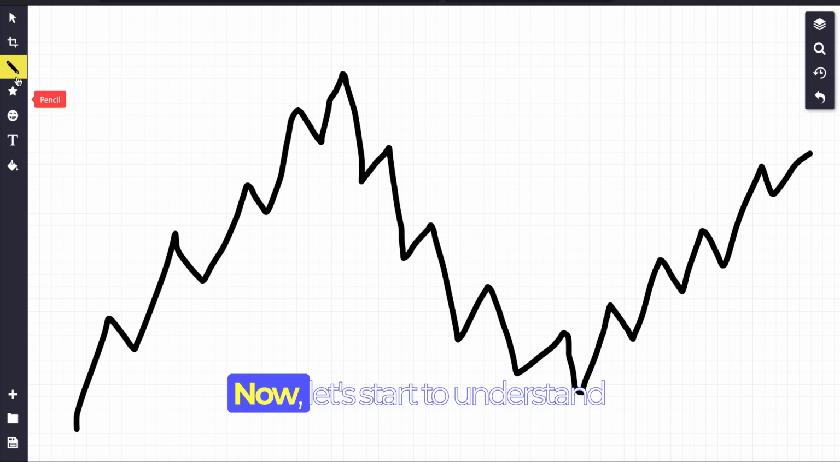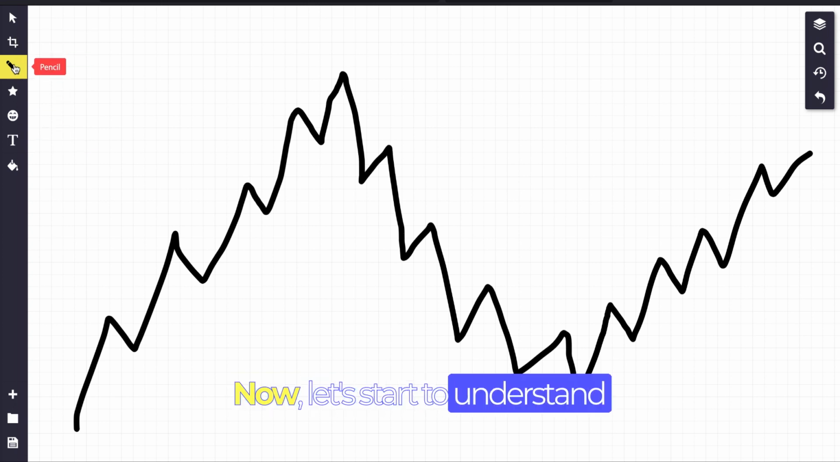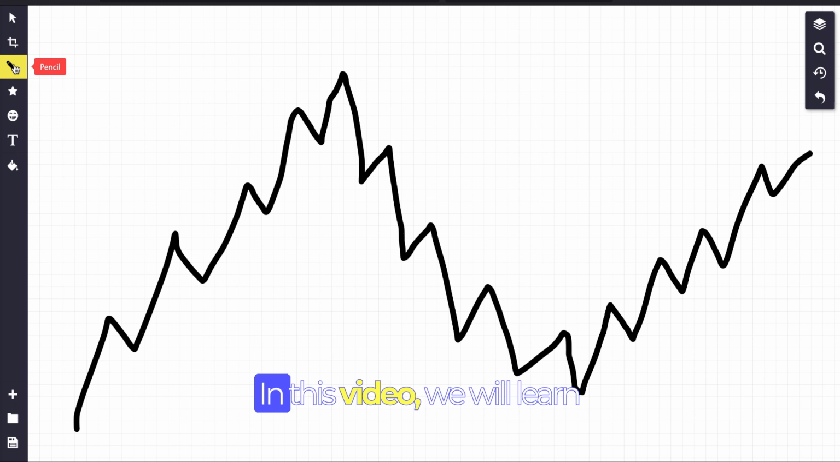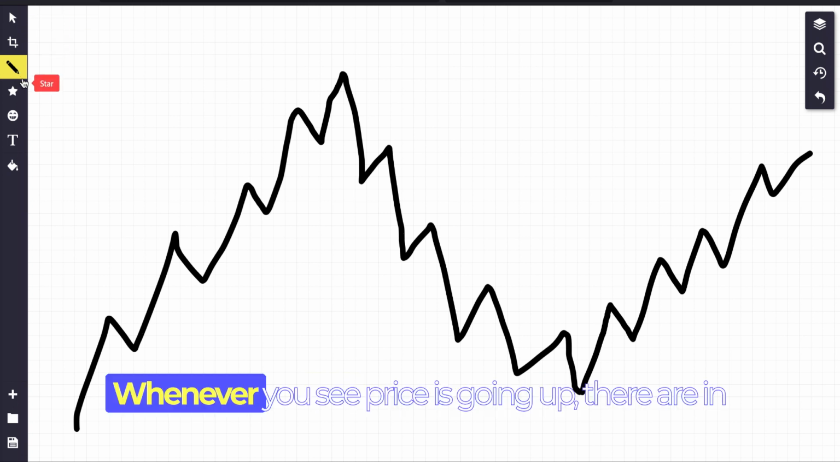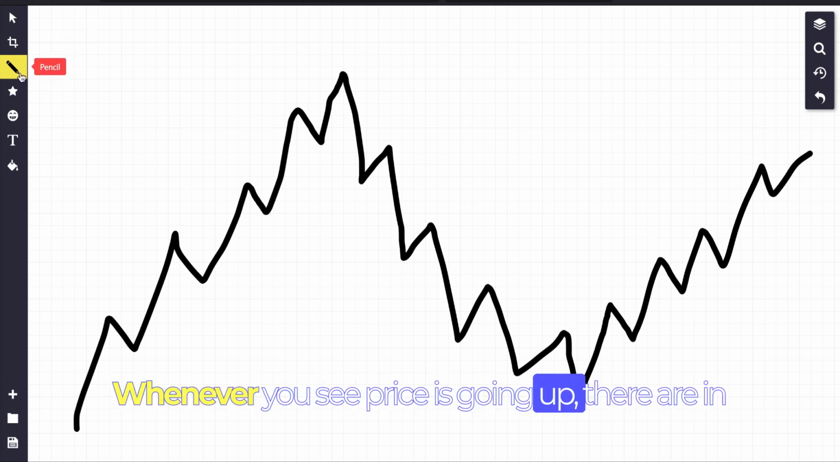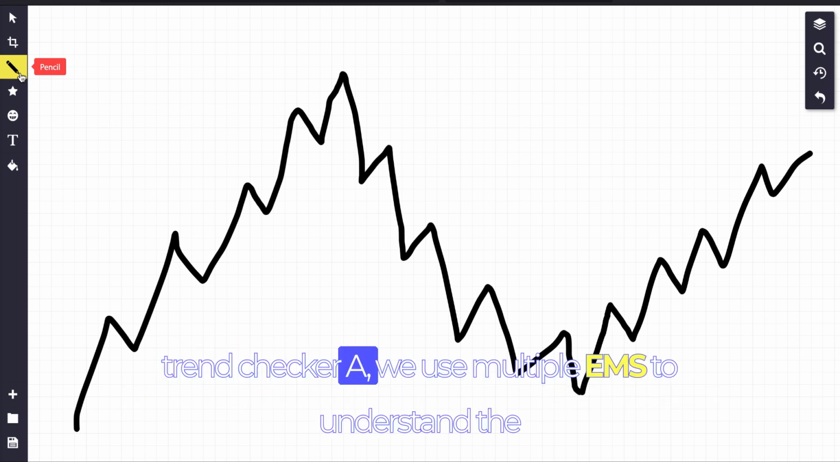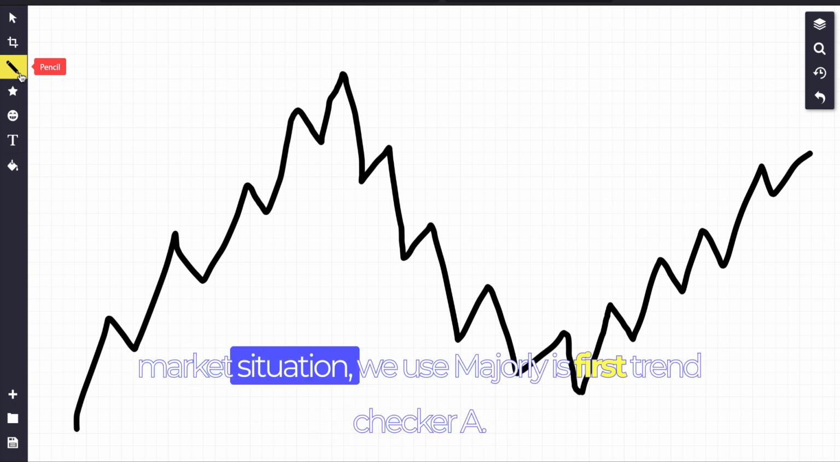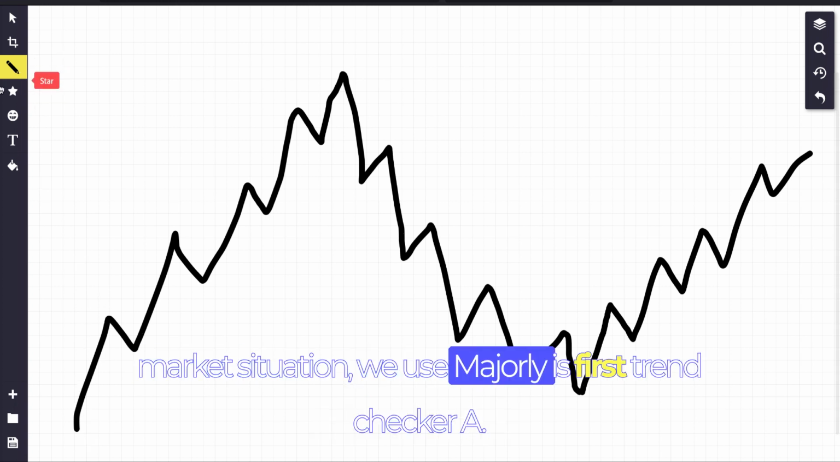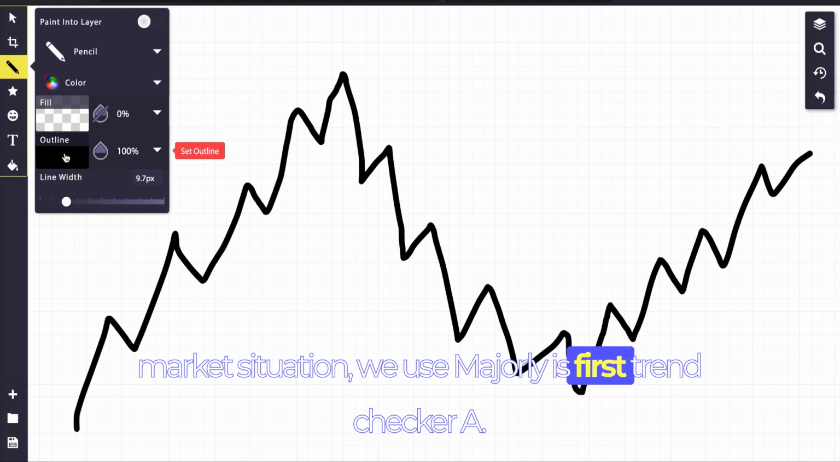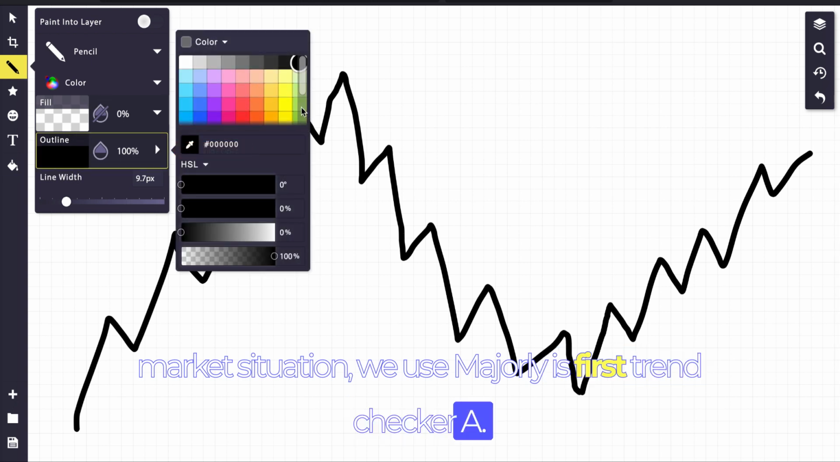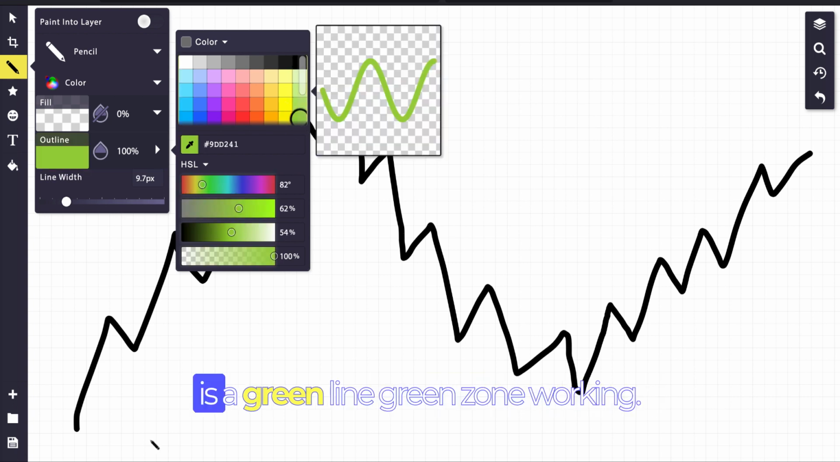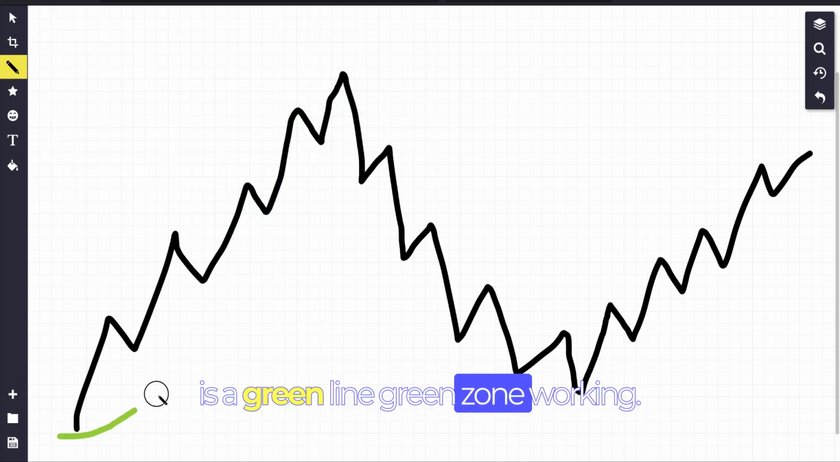Now let's start to understand how TrendChecker A works. In this video we will learn about TrendChecker A only, and TrendChecker B we will see in the next video. Whenever you see price going up, in TrendChecker A we use multiple EMAs to understand the market situation. In TrendChecker A you will see there is a green line, a green zone working.